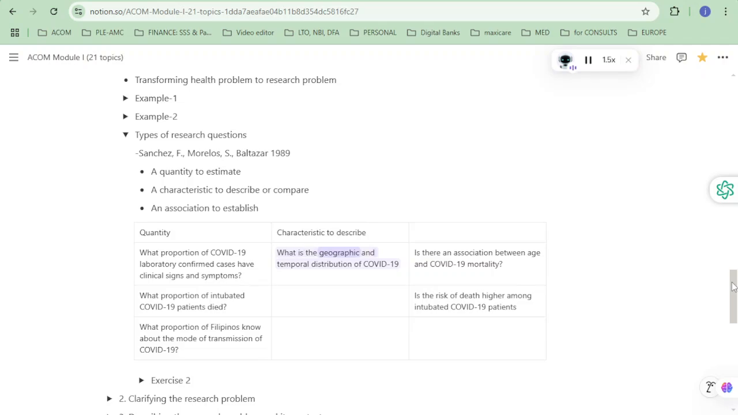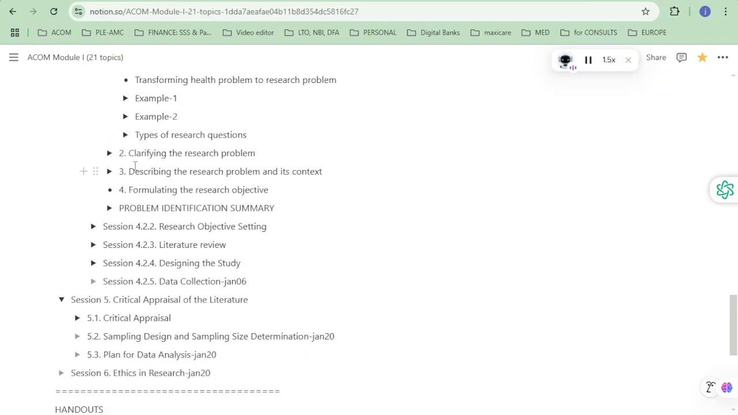What is the geographic and temporal distribution of COVID-19? Is there an association between age and COVID-19 mortality? What proportion of intubated COVID-19 patients died? Is the risk of death higher among intubated COVID-19 patients? What proportion of Filipinos know about the mode of transmission of COVID-19? Exercise 2.